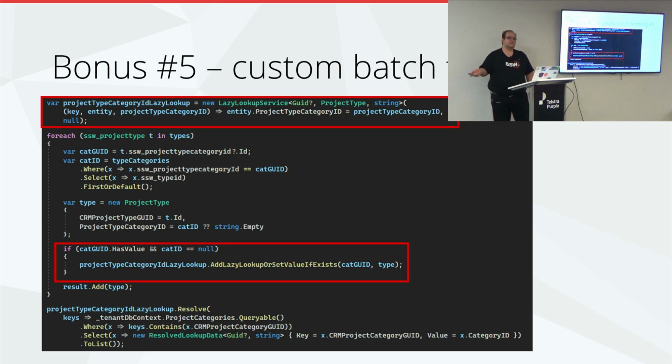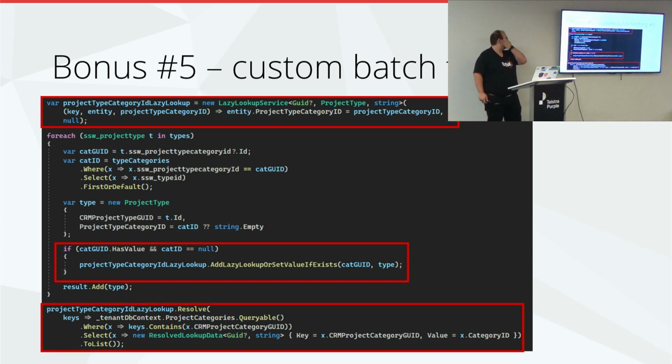And instead of fetching the data from the database, what I say is just, hey, just add this key, this GUID, to the list. And this is the entity that needs to be updated once I have the data available. And the last part is, hey, once I have all of the data, resolve it. Just try to fetch all of the missing data and set it up with this callback up there.